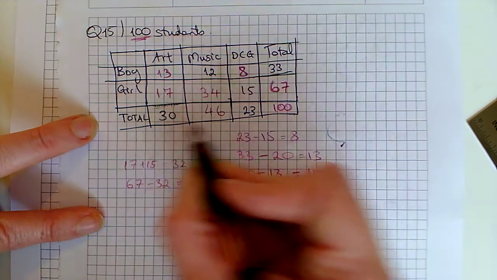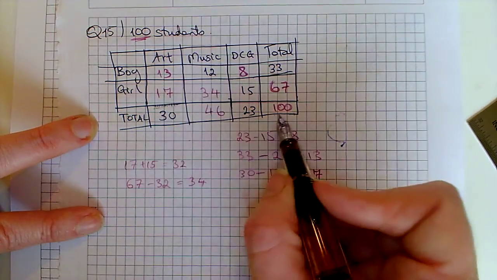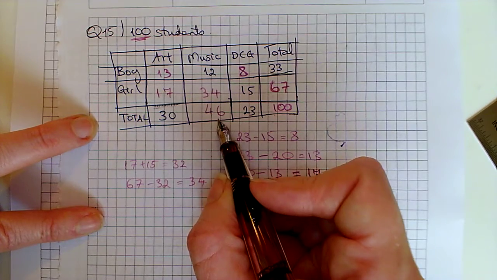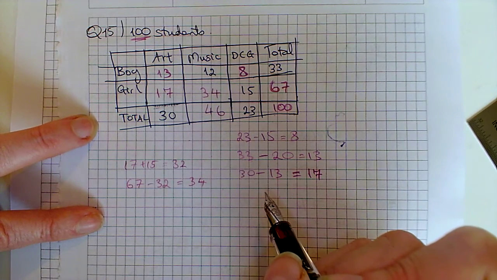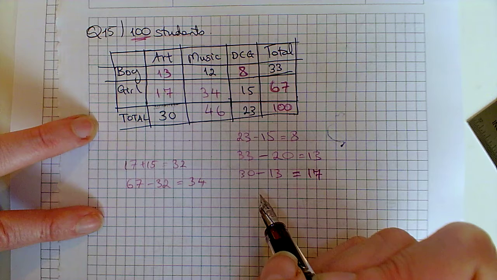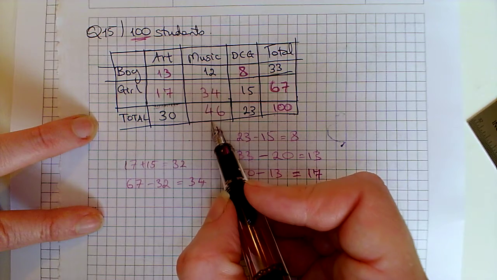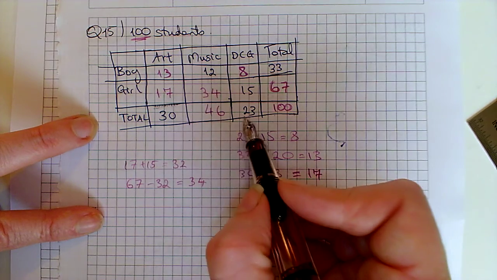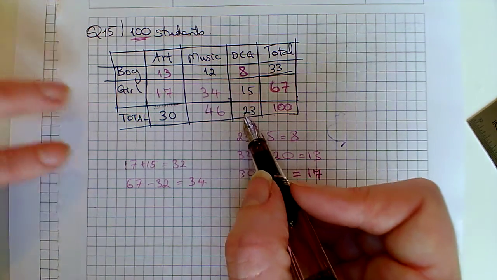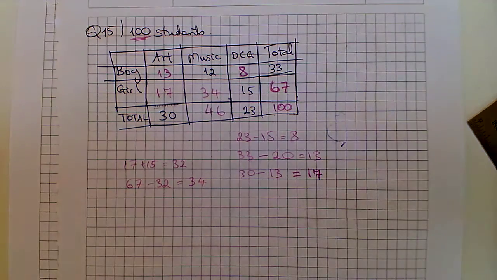And let's just double check our totals down here. Do they add up to 100? 30 plus 46. Something's gone wrong somewhere. 30 plus 46 is 76. 76 plus 23 is 99. So let me just double check. I've obviously made a mistake somewhere. I'll go over it in blue.